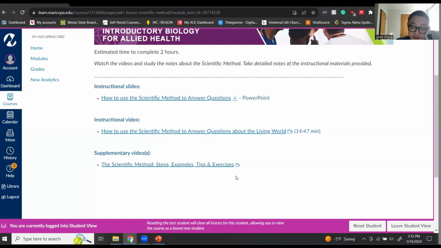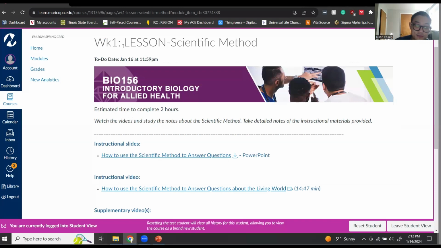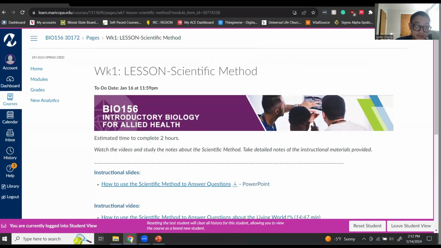And then at the very bottom here, you'll notice that there are supplementary videos. Now, these supplementary videos essentially help reinforce what you've learned in the instructional videos and in the instructional slides. Again, these are things to help you further understand or have a better understanding of the topic that we're talking about. So again, this is what a typical week 1 will look like.